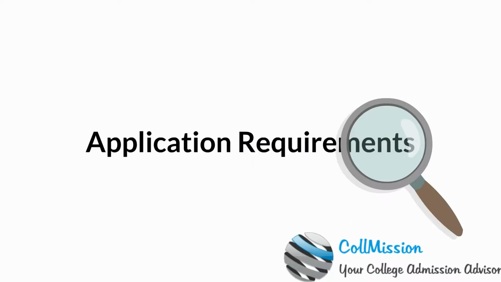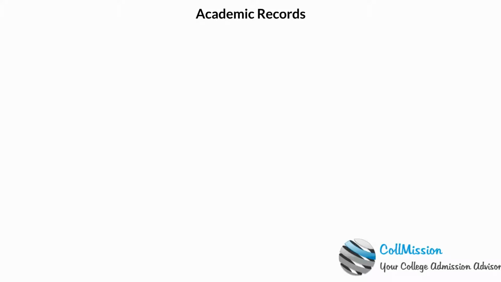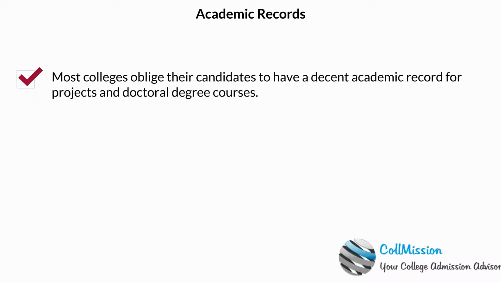Let us understand the application requirements. First comes the academic records. Your academic records are the most important requirement for securing admission to a school abroad. Most schools oblige you to have a decent academic record, particularly for projects and courses related to your desired doctoral degree. Every college has its own particular least prerequisite for its projects, which are adaptable relying upon the candidate's profile.